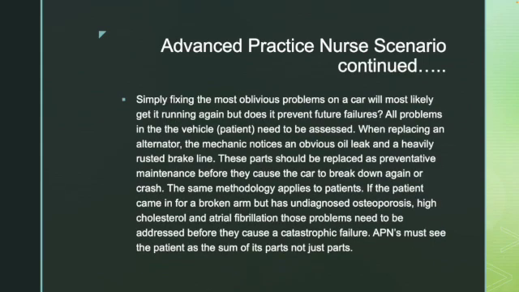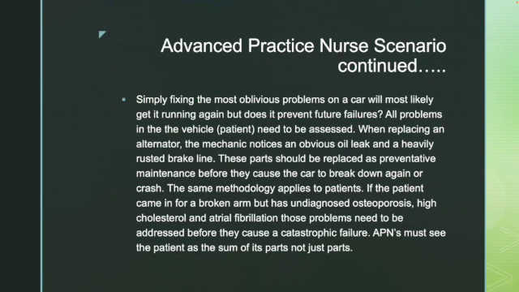Simply fixing the most obvious problems on a car will most likely get it running again, but does it prevent future failures? All problems in the vehicle or patient need to be assessed. When replacing an alternator, the mechanic notices an obvious oil leak and a heavily rusted brake line. These parts and problems should be addressed and be viewed as preventative maintenance so they don't cause a catastrophic problem, which would be a crash or the engine overheating and burning up because it doesn't have enough oil.